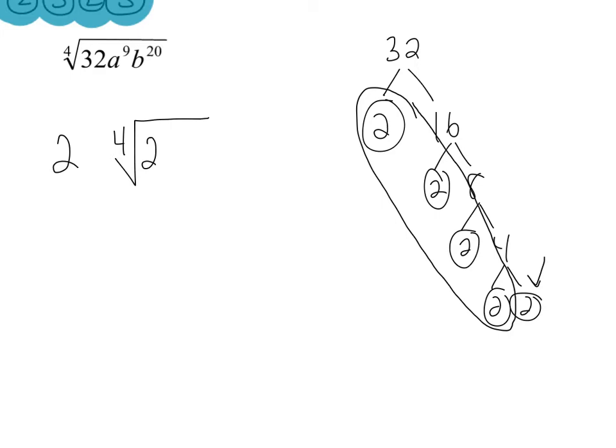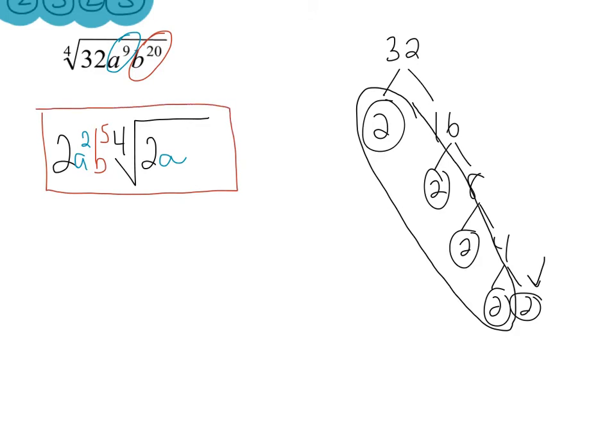Now I just have to do the variables. So we have a to the 9th. How many groups of 4 are there in a to the 9th? If I wrote out all the 9 a's in a row, there would be 2 groups of 4, and there would be 1 left. And then finally we have the b's. If I wrote out 20 b's in a row, how many groups of 4 would there be? Well, there would be 5 groups of b, and there'd be no b's left over because the 4 would work out perfectly. So this radical simplified is 2a squared b to the 5th times the 4th root of 2a.